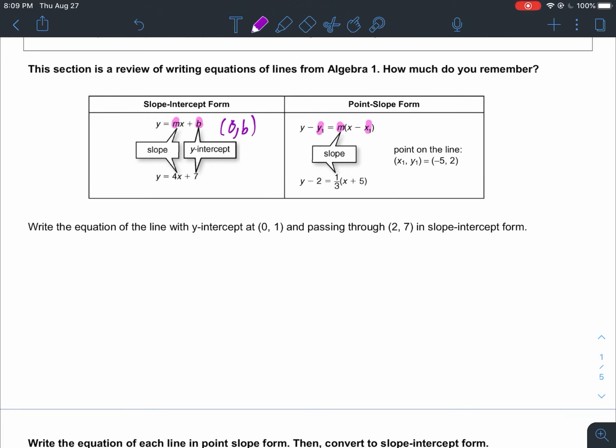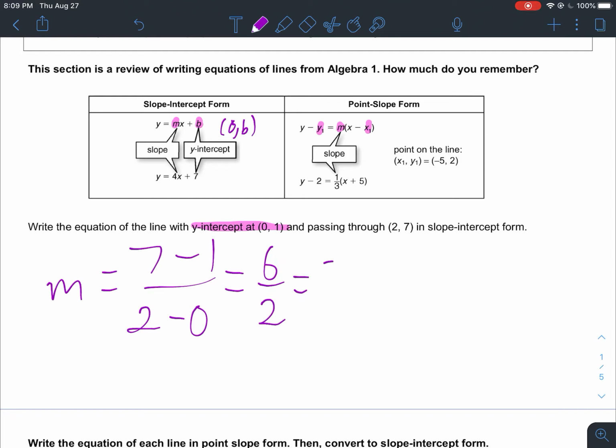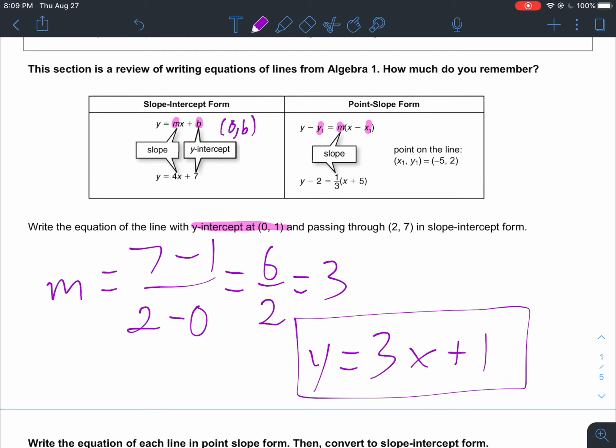So the first problem says, write the equation of the line with y-intercept at (0, 1) and passing through (2, 7) in slope-intercept form. Slope-intercept form, we need a slope and intercept. We already have the y-intercept right there. So all we have to do is find the slope. Using our slope formula from last section, y minus y over x minus x, and reducing, we get 3. So our answer is y equals mx plus b: y equals 3x plus 1.